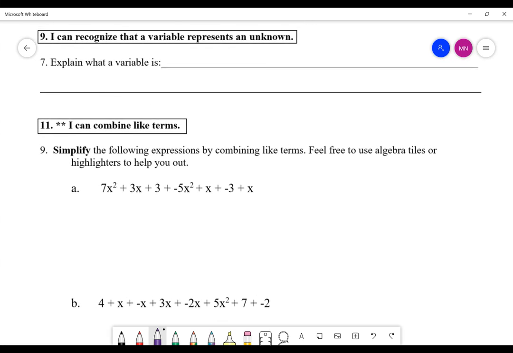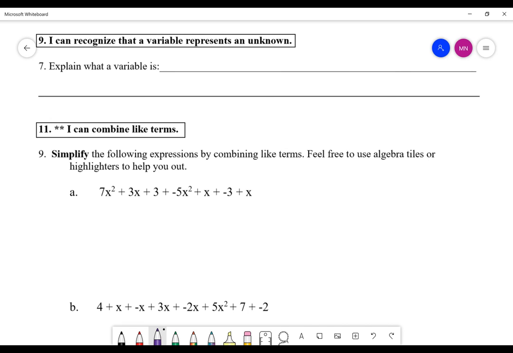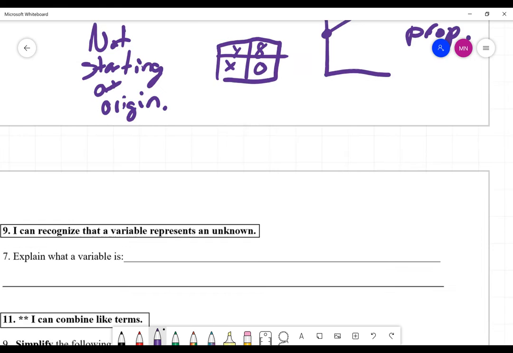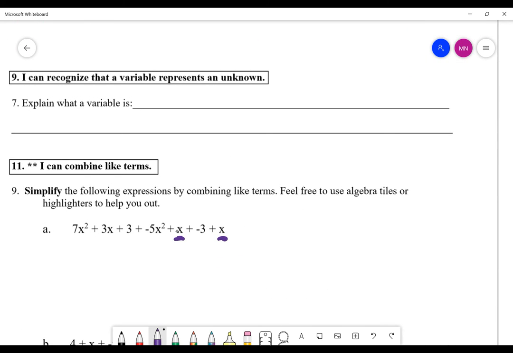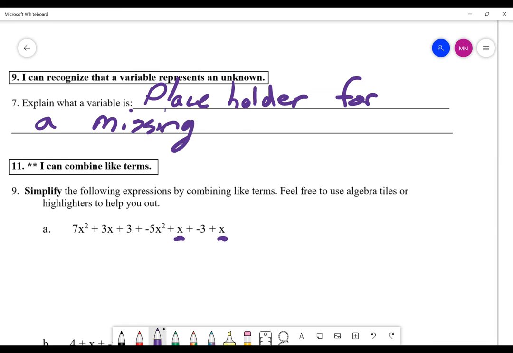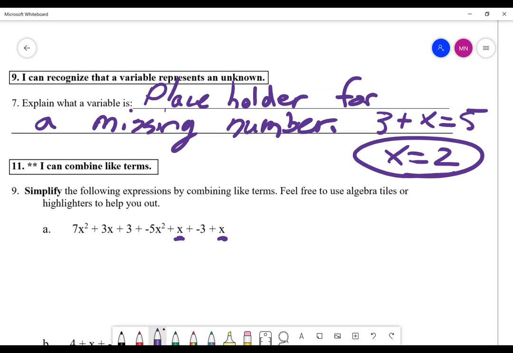All right, explain what a variable is. Well, if we look at variables like down here or in some of the problems we solved up here, it is a placeholder for a missing number or an unknown number. You could even give an example like 3 plus x equals 5. X would represent 2. All right, it's just a placeholder for that missing number.